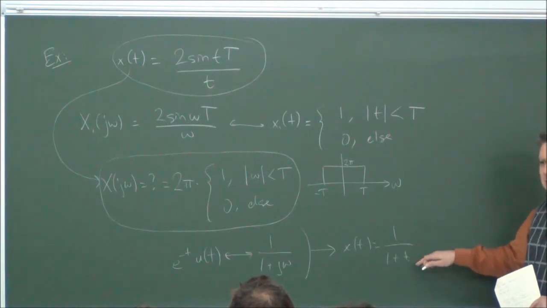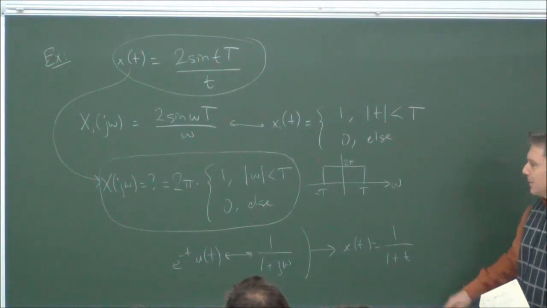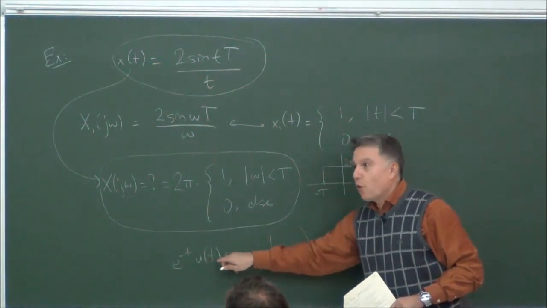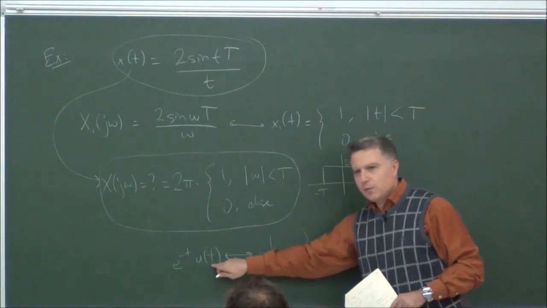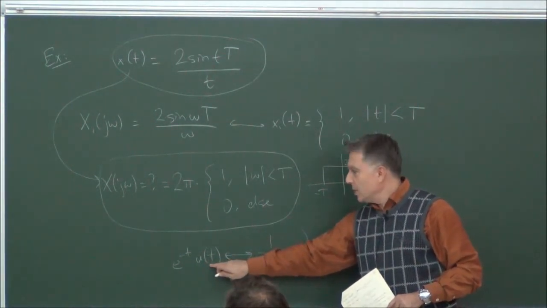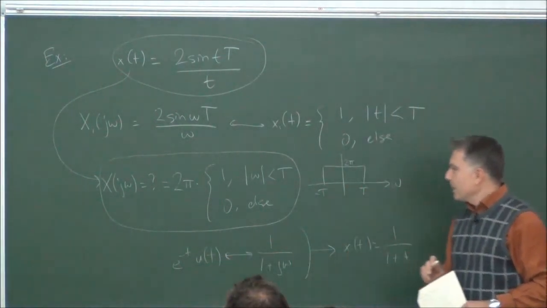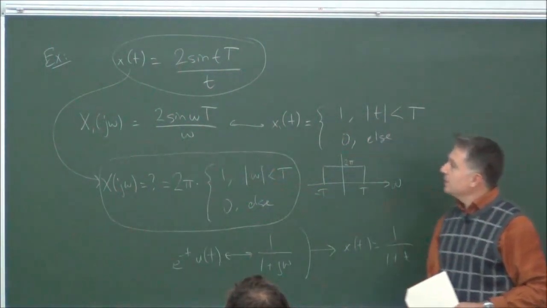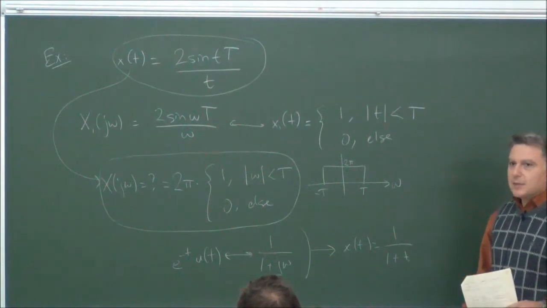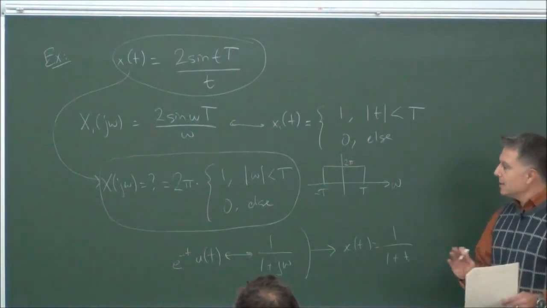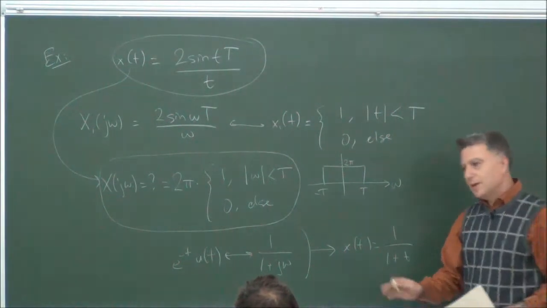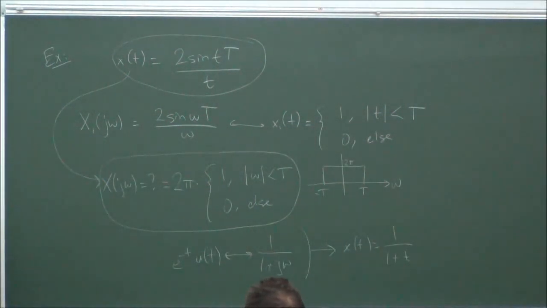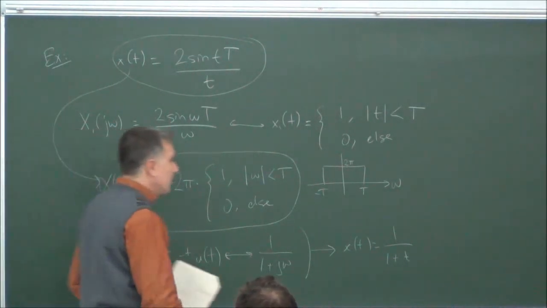1 over 1 plus t. Exactly. Just this one, e to the minus omega u of omega. Then you have to put a u of omega here. It's not t anymore. e to the minus omega u of omega, times 2 pi, of course. There is a scaling factor of 2 pi from the duality. As simple as that. So sometimes the signal itself may look like the Fourier transform. Then you must remember immediately this duality property.